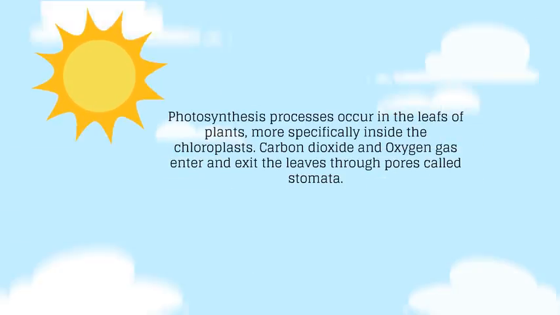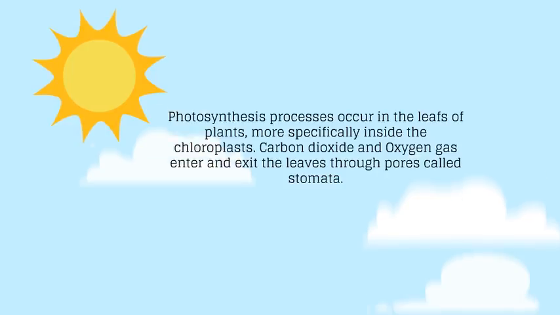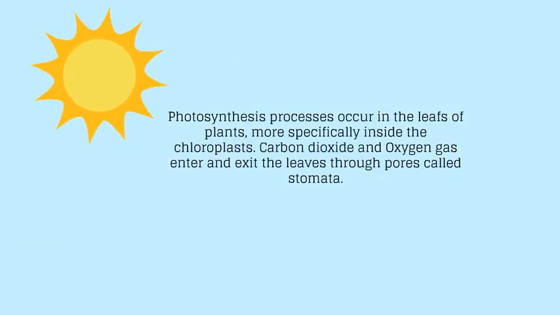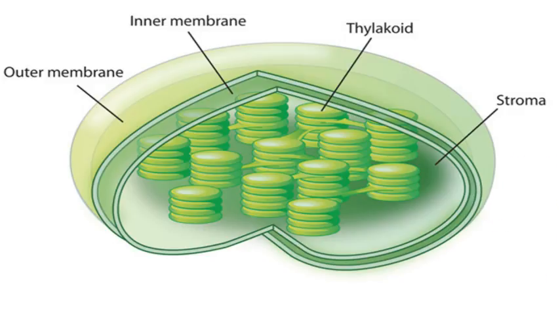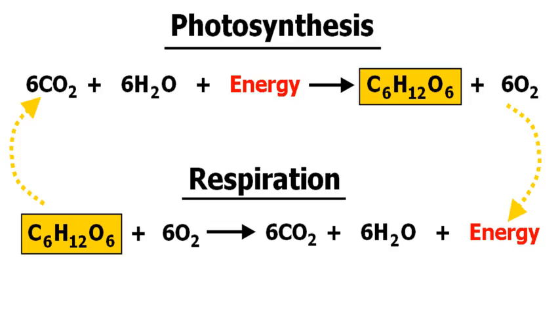Photosynthesis processes occur in the leaves of plants, more specifically inside the chloroplast. Carbon dioxide and oxygen gas enter and exit the leaves through pores called stomata. Some people refer to the chloroplast as a photosynthetic machine. They are not wrong! Unlike respiration, where some of the steps occur outside of the mitochondrion, all of the photosynthetic processes occur within the chloroplast.